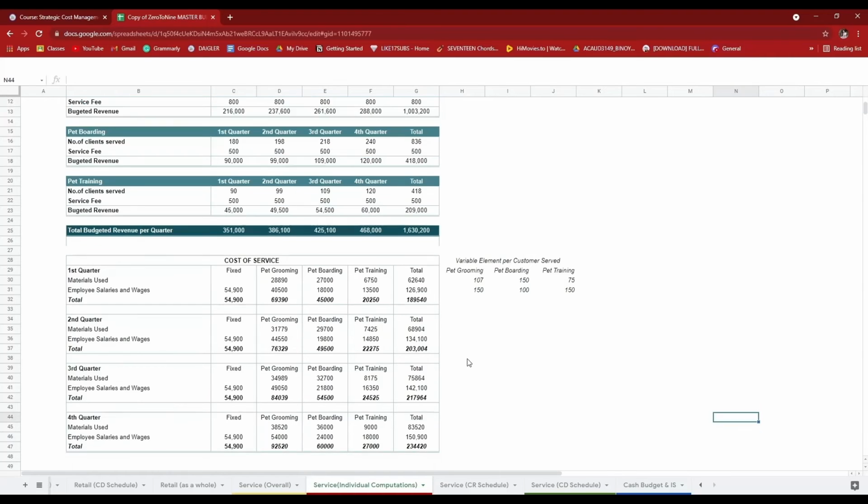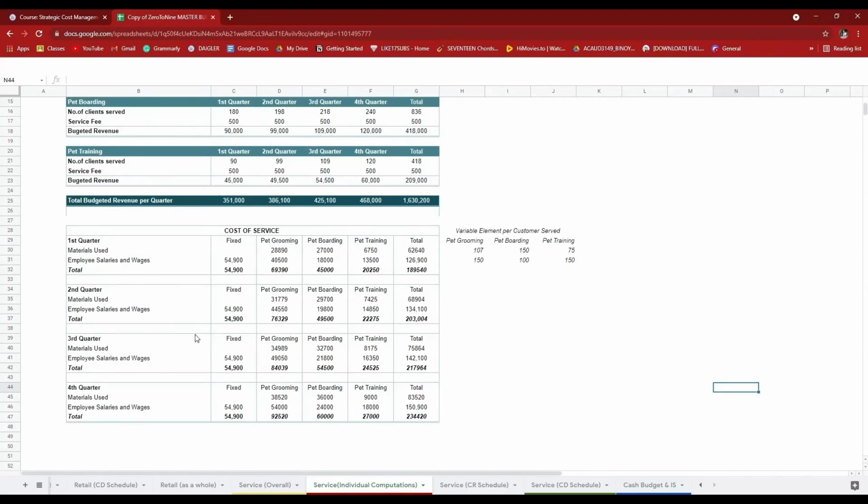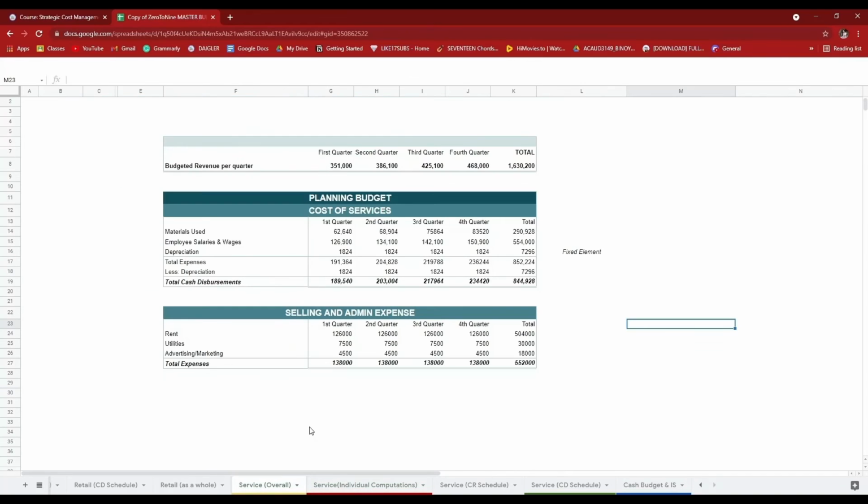The computations are the same for the next quarters. For the second quarter, the total is 203,004, third quarter 217,964, and for the fourth quarter 234,420. Now here is the overall computation.